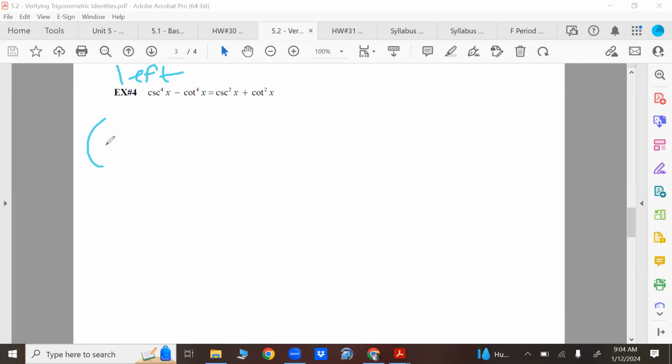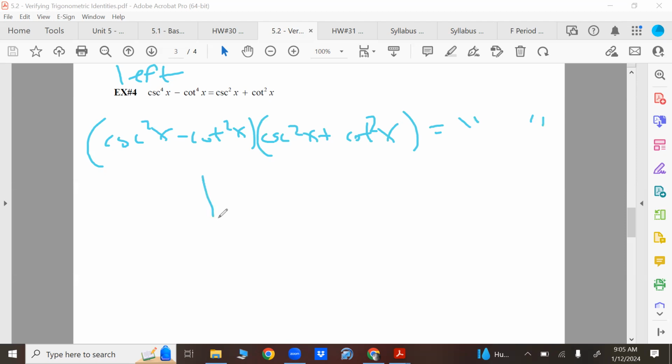Okay. So cosecant squared x minus cotangent squared x, times cosecant squared x plus cotangent squared x, equals the other side. Now I'm going to look over here. I see this, right? Cosecant squared minus cotangent squared is 1. I see that. Great, awesome. Done. Two steps. That was lovely. A 2-step problem.